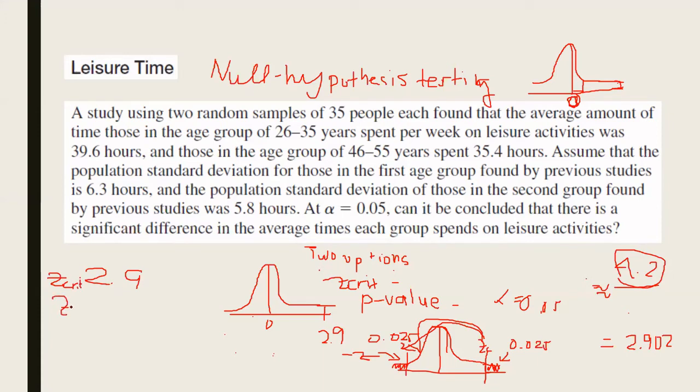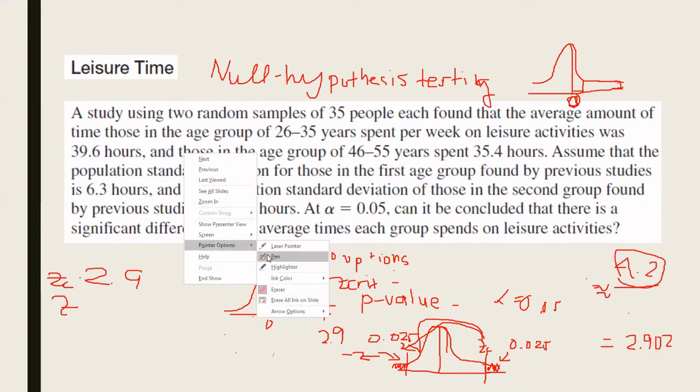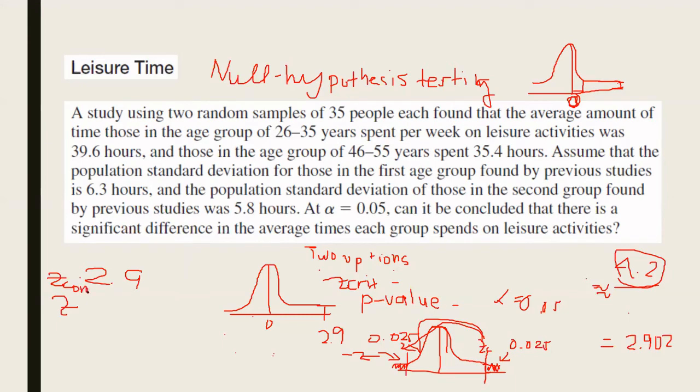Ay, di pala yan critical, computed yan. Z critical is 1.96. Now, the decision, always write the decision.